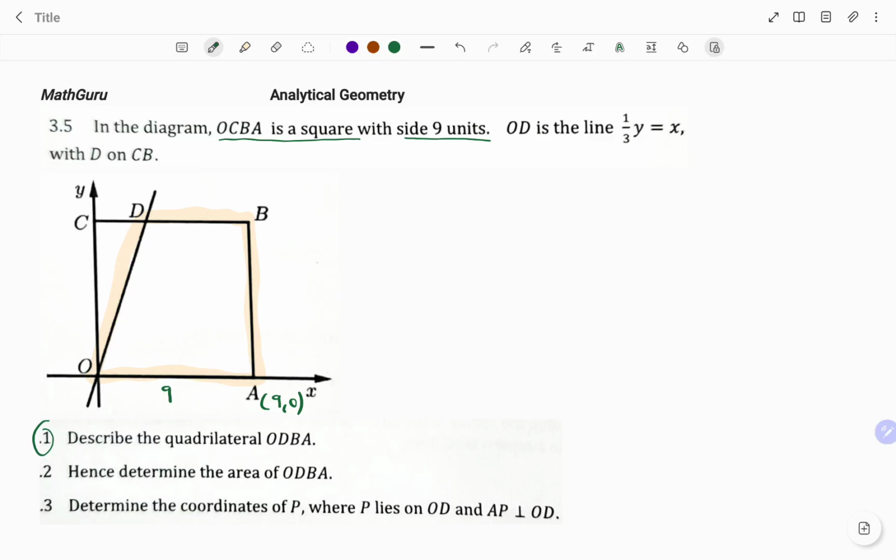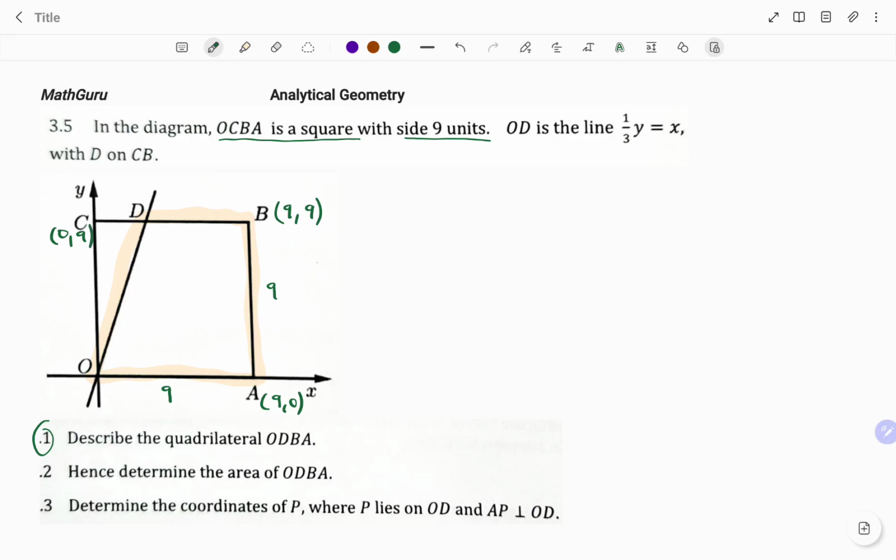Likewise, the distance from A to B is also 9 units, and because it's a square, it forms a right angle, and therefore the line CB is parallel to the line OA, which is lying on the x-axis. So the coordinate of B will be the x coordinate of A, which is 9, and then the y will be 9. Likewise, to find the coordinates of C, C is lying on the y-axis, but the y coordinate is the same as the y coordinate of B, which is 9.